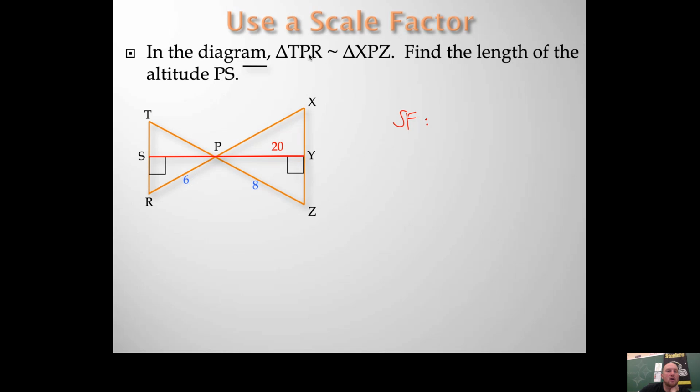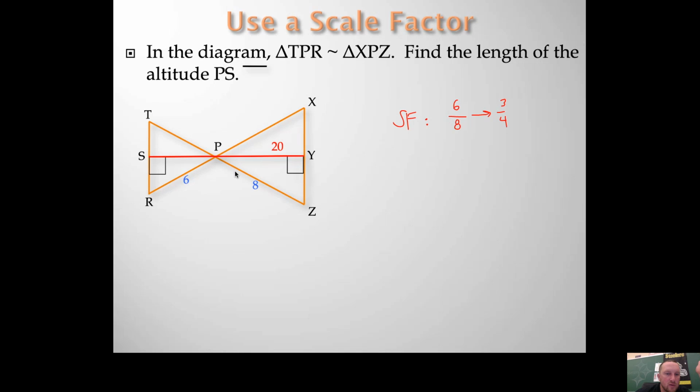This segment P to R has a length of 6. What does segment PR go with? It goes with segment PZ, 6 to 8. That reduces. 2 goes into both. 3 to 4. Here's what that new concept is referring to.